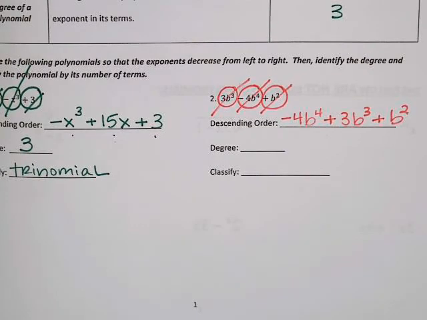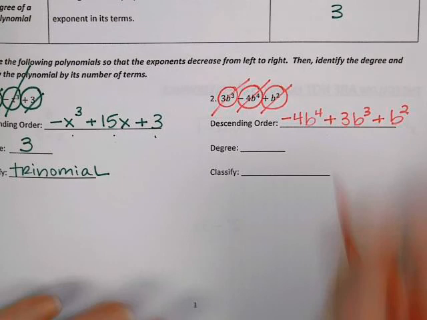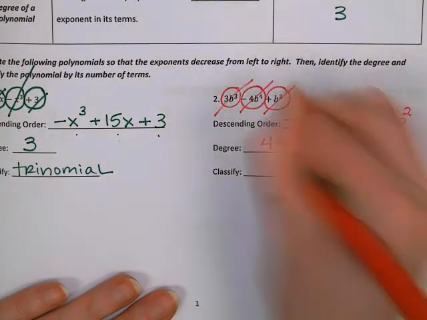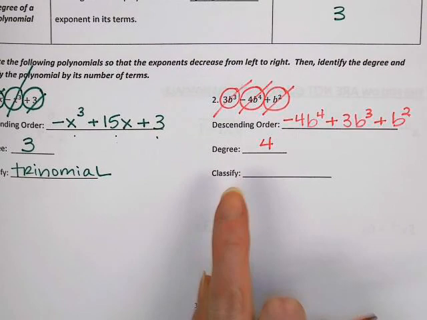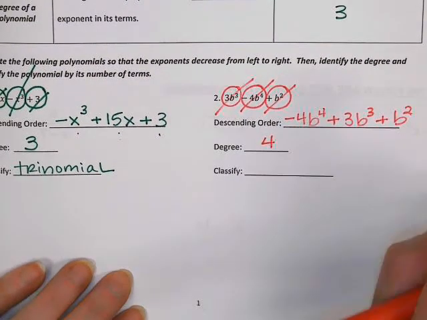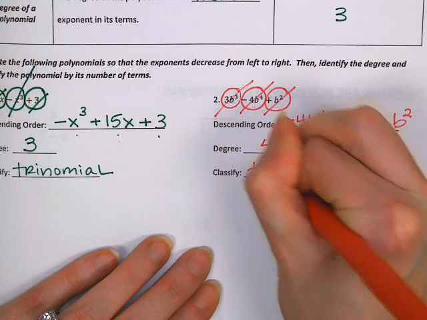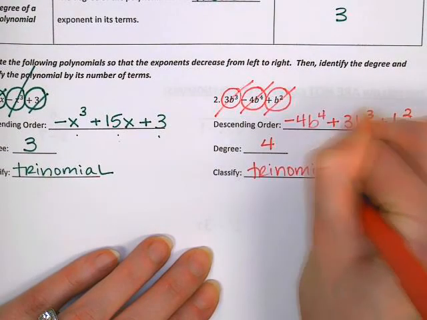The degree is the highest exponent, which is 4, right? That's the highest exponent. And then classify, it's 1, 2, 3 terms. So again, we have a trinomial.